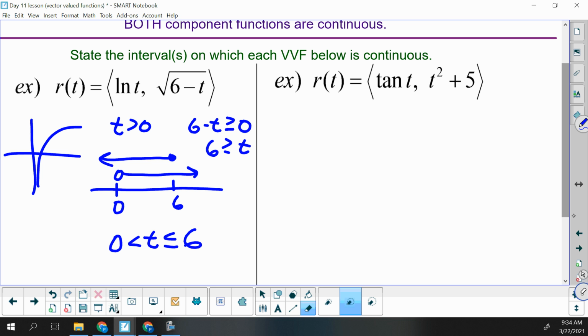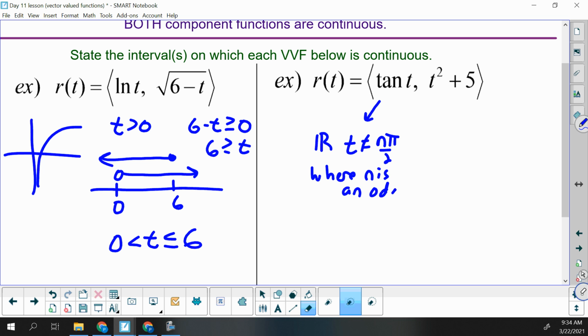In our second one, tan has asymptotes. Tan has asymptotes at pi over 2, 3 pi over 2, negative pi over 2, negative 3 pi over 2, and so on. So tan is continuous for all real numbers t, not x, t cannot equal n pi over 2, where n is an odd integer. And this one is all real numbers because it's a quadratic.